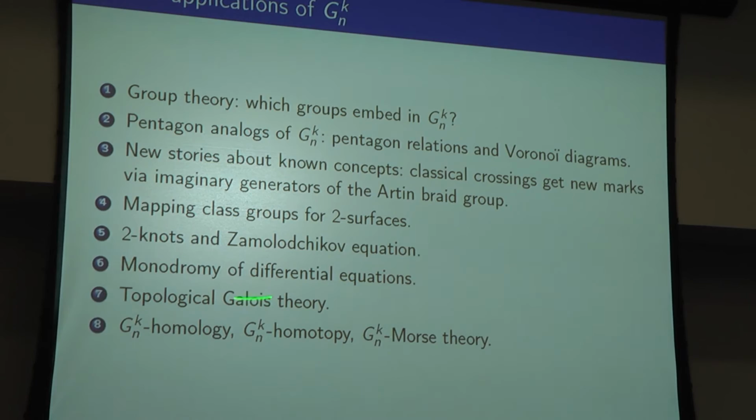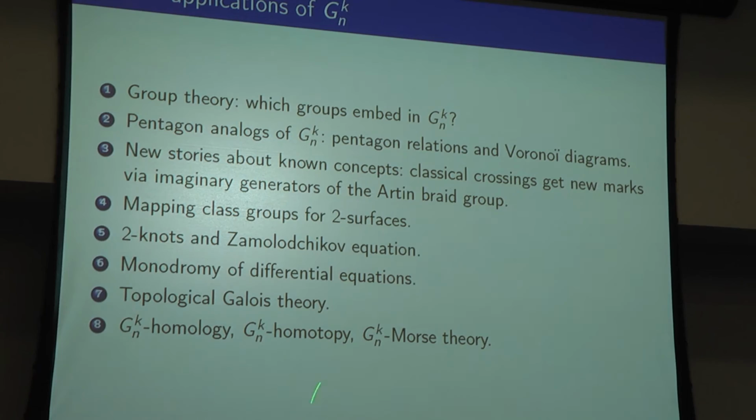And here is some list of maybe new problems and questions. For group theory, we have lots of groups which embed in G N K. Obvious candidates are braid groups, Coxeter groups, maybe other things. The pentagon is related to many things here, because we can do Voronoi splittings, and if we go around some codimension two singularities, we will get exactly pentagon relations. Actually, as we have seen for the algebraic groups, we see some imaginary generators which are hidden, but for many groups we can look for such imaginary generators which are G N K-like, and they will tell us a lot of information about new groups.